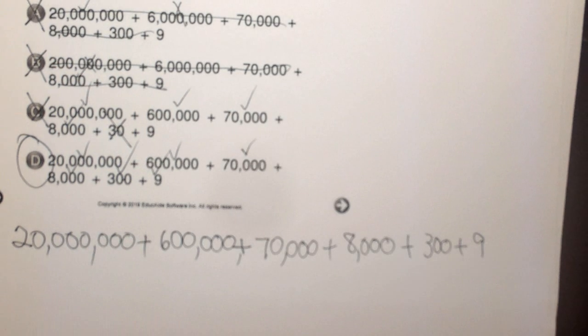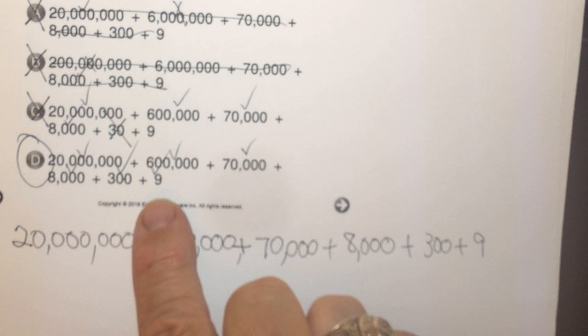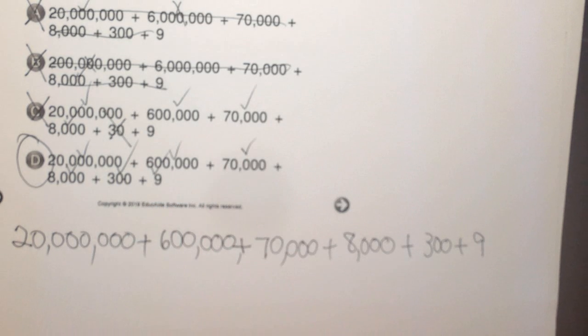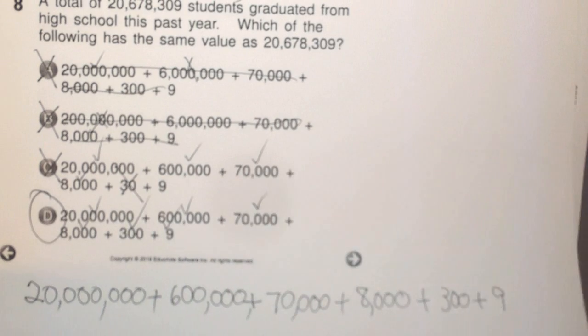So continue to check it all the way through, because if you get to one and you think it's the right one and all of a sudden you see something that doesn't match, well then you've made a mistake somewhere. Go back and double check your work. Alright, so that's how we work that kind of problem.